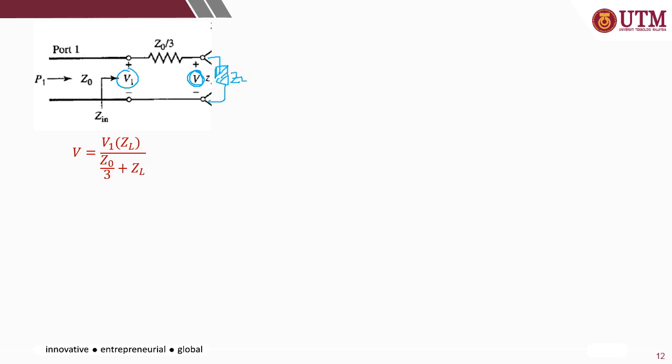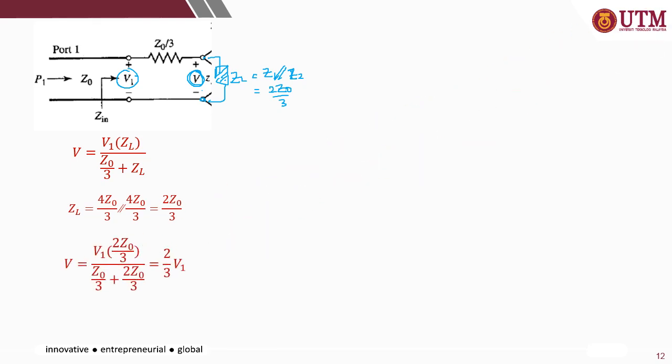So ZL is equal to Z from port 1 in parallel with port 2, Z2. So it's equal to 2Z0 over 3. In this case, V across this junction is equal to V1 multiplied by ZL divided by the total impedance. So you get V equal to 2/3 V1.